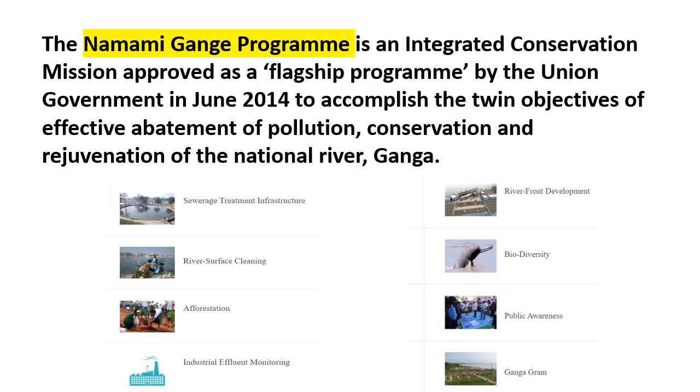The Namami Gange program is an integrated conservation mission approved as a flagship program by the Union government in 2014 to accomplish the twin objectives of effective abatement of pollution, and conservation and rejuvenation of the national river Ganga.